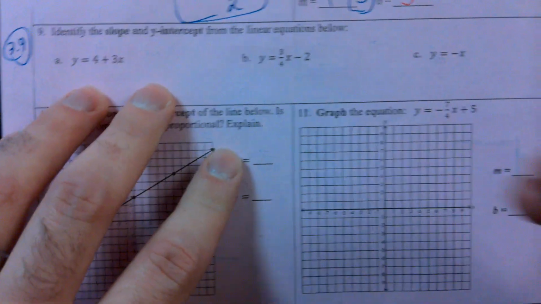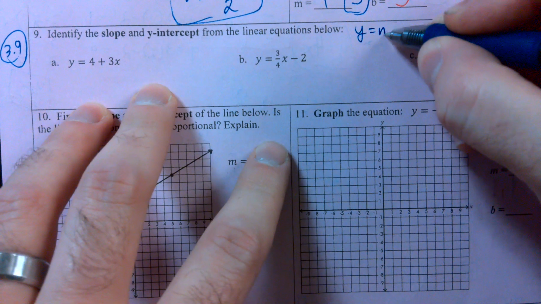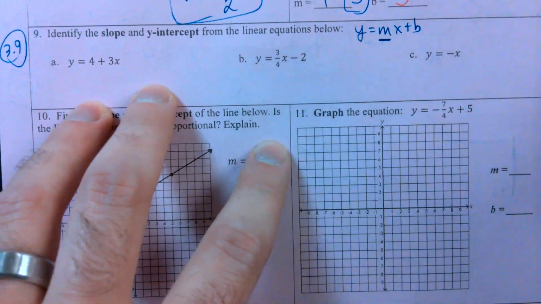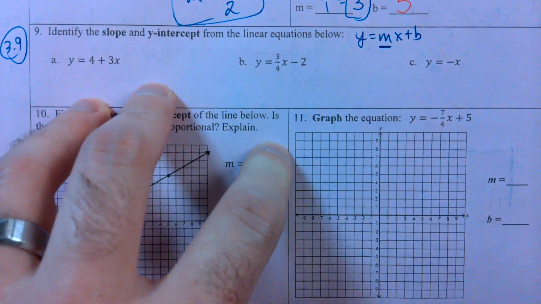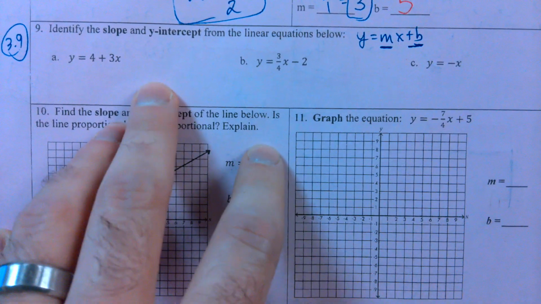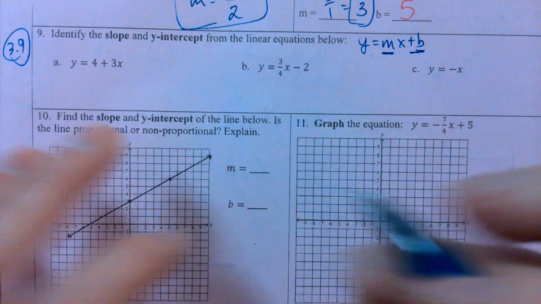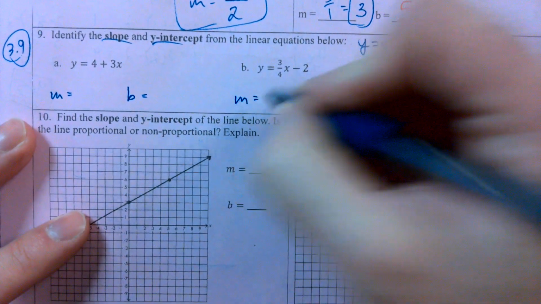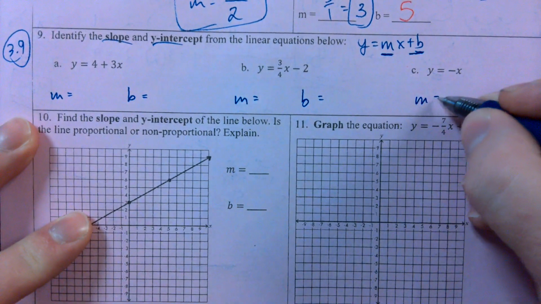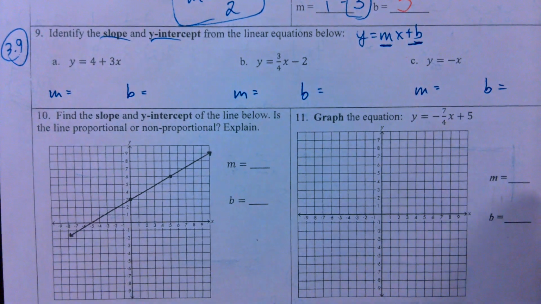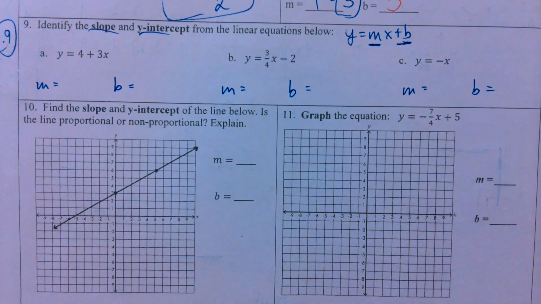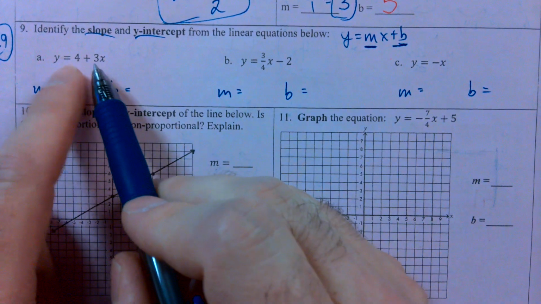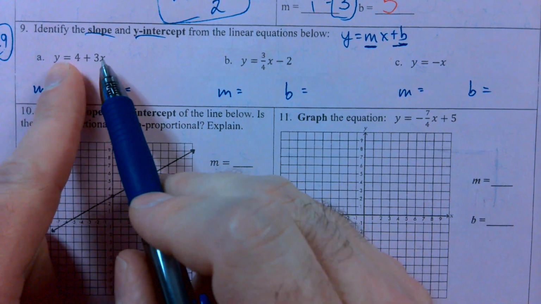So remember in 3.9 we talked about y is equal to mx plus b, where m, the number in front of my x, is my slope. b, the number all by itself, is my y-intercept. So if we're identifying the slope and the y-intercept for each of these, we're not doing any math at all. We're not counting. We're not drawing arrows. We're just using our eyes and making essentially a 50-50 guess which one of these numbers is m and which one of these numbers is b.